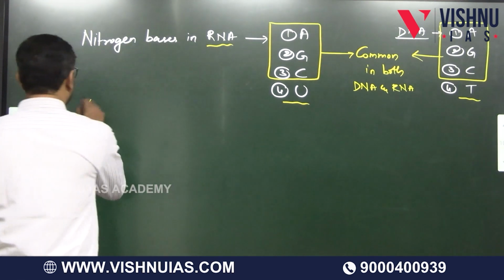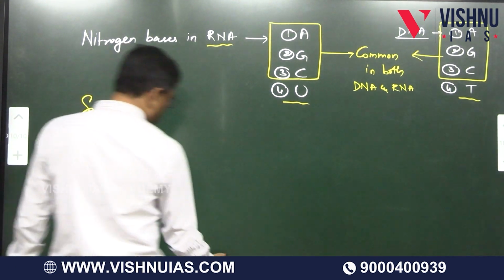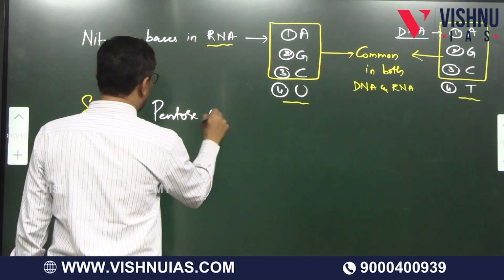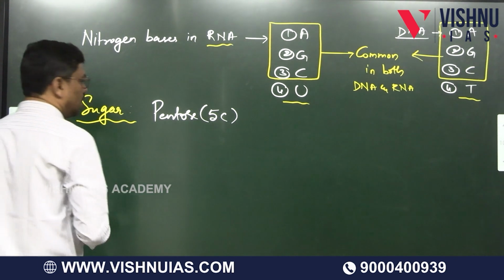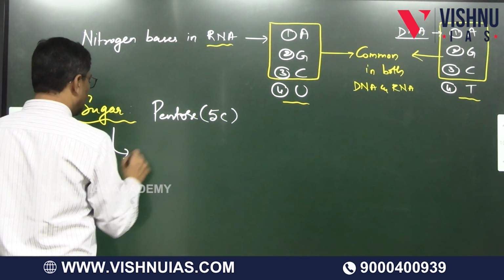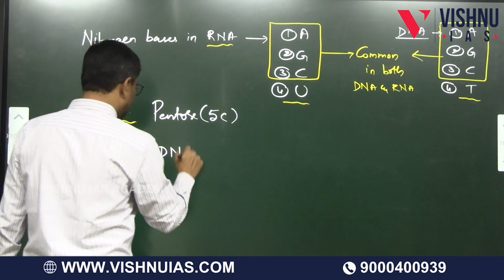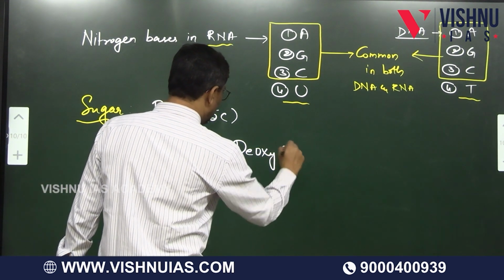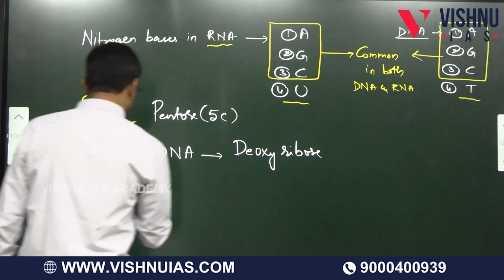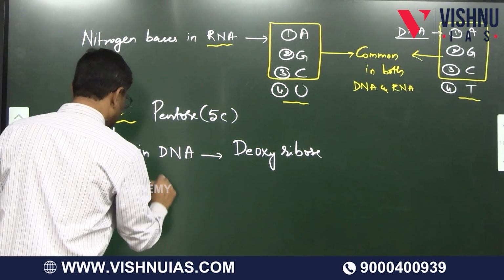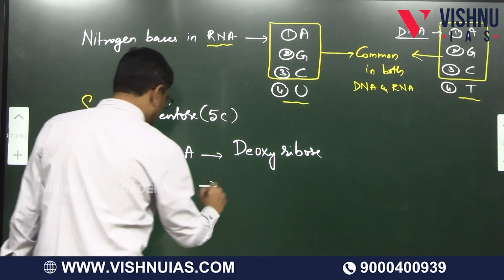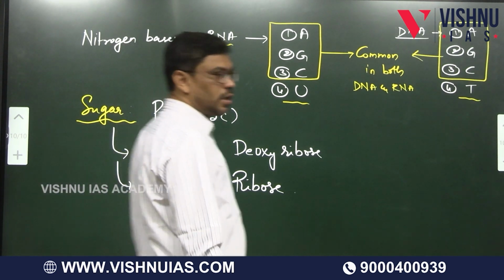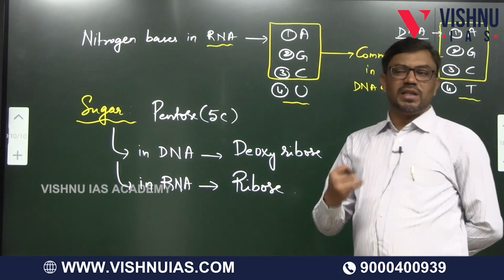Next, the sugar. So the sugar present in the nucleic acids is pentose sugar. Pentose sugar means it is a 5-carbon sugar. Sugar in DNA, that is deoxyribose sugar. Whereas the sugar in RNA is ribose sugar. So a nucleotide contains nitrogen base and sugar.